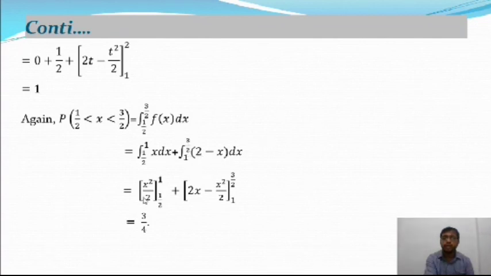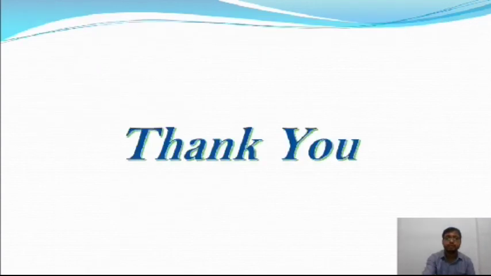And after integration and putting in the upper limit as well as the lower limit, it will give the probability of that interval, and it will give 3 by 4. Okay, this is the third part, the probability of the value in between 1 by 2 and 3 by 2 for the given problem. I will stop here. Thank you.